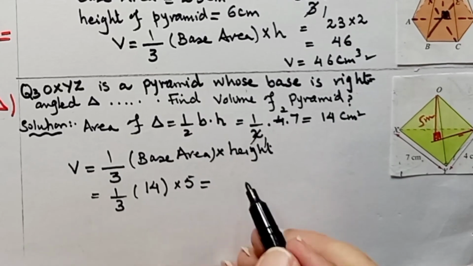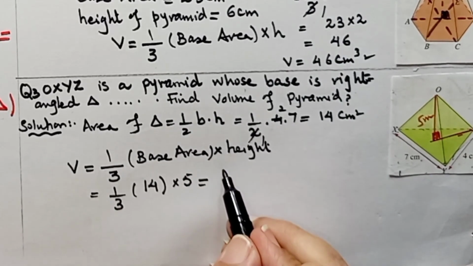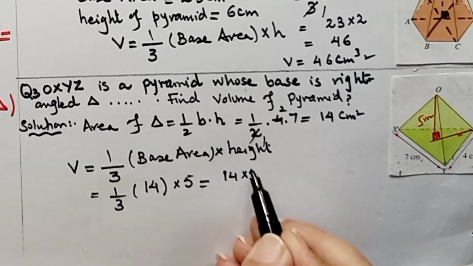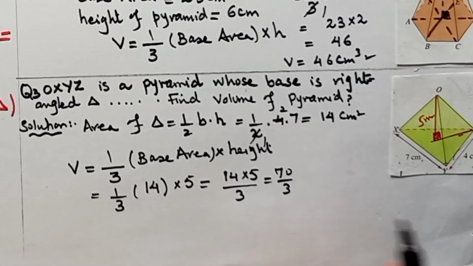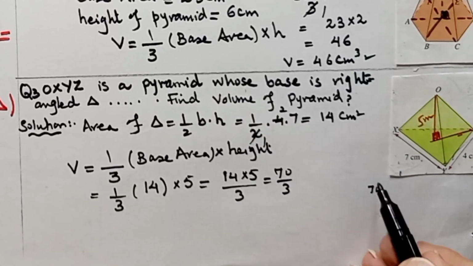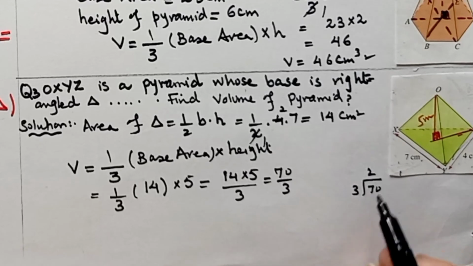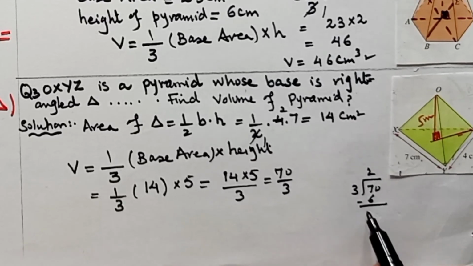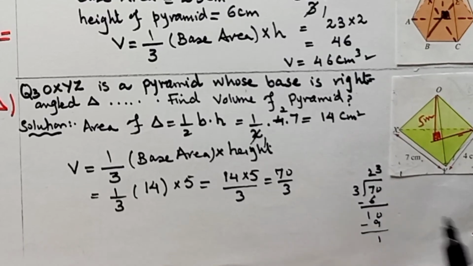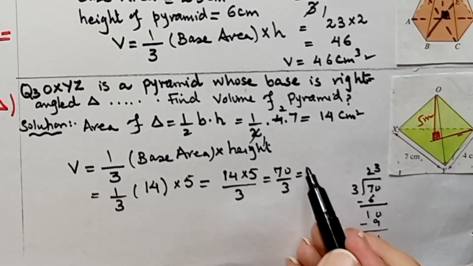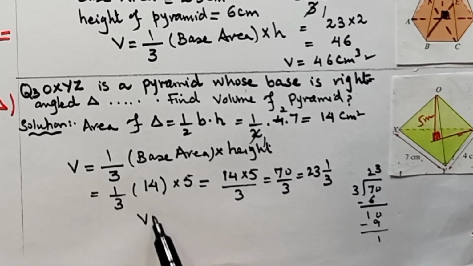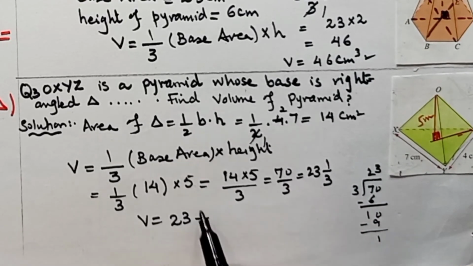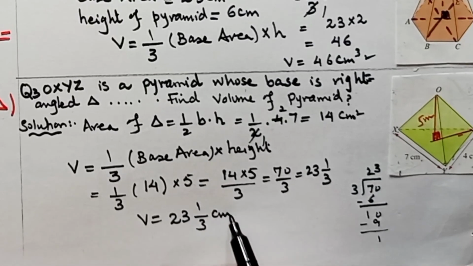First of all, I have to multiply 14 by 5. That gives me 14 multiplied by 5 by 3, which is equal to 70 by 3. Now here I have to divide 70 carefully by 3. 3 twos are 6, and I will be left with 1. 3 threes are 9 and 1. So it can be taken in the form 23 whole 1 by 3. So the volume of this question is 23 whole 1 by 3 centimeter cube.